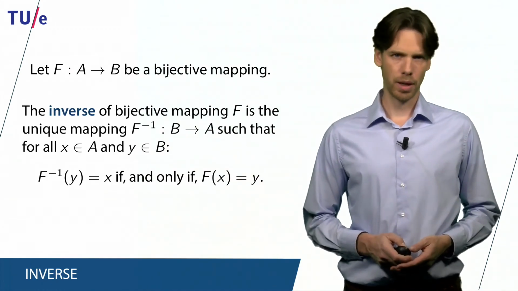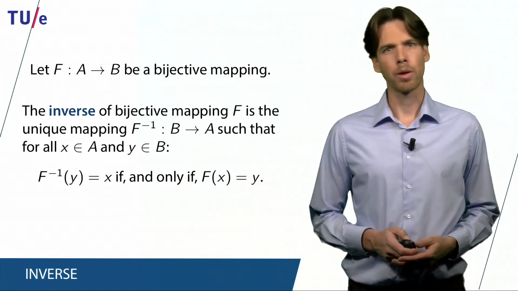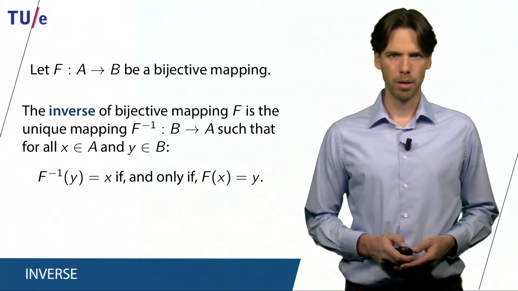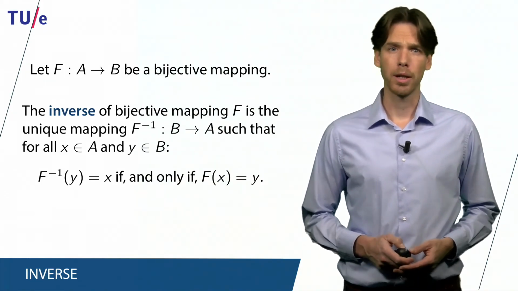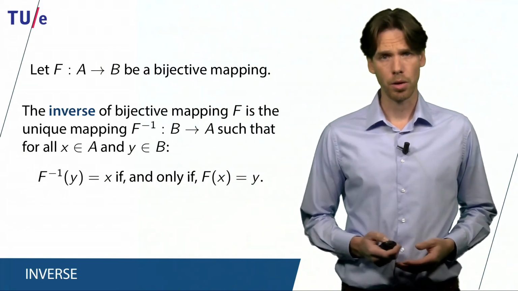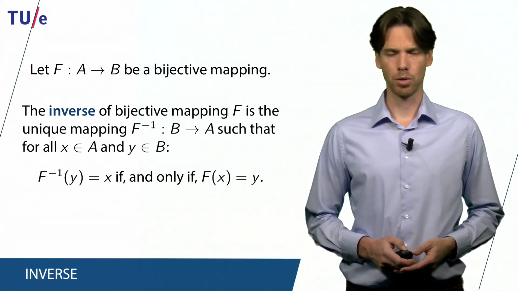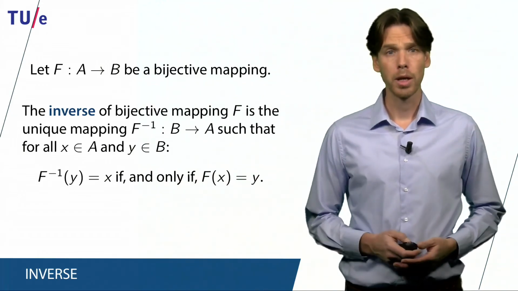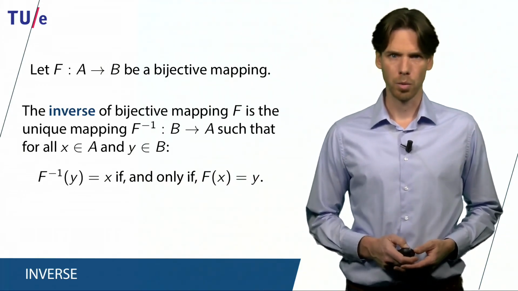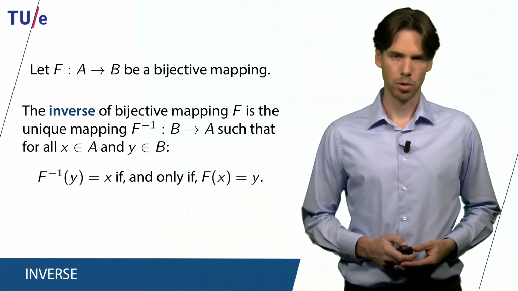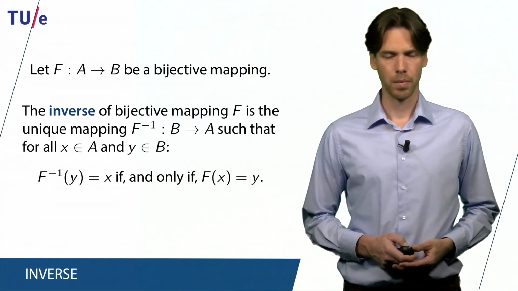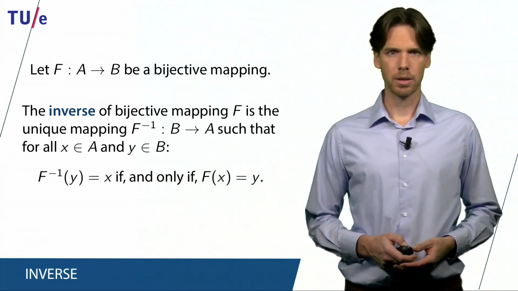Returning to the definition of inverse mapping, recall that it requires for all x in the domain of f and for all y in the codomain of f that the inverse of f applied to y is equal to x if and only if f applied to x is equal to y. So if we know that the inverse of f applied to y is equal to x, then we may conclude that f of x is equal to y, and vice versa. The property of inverse will express exactly this.